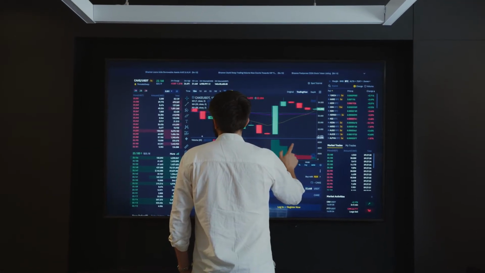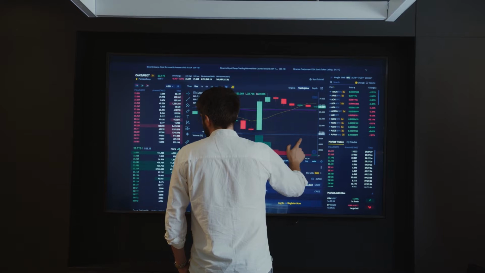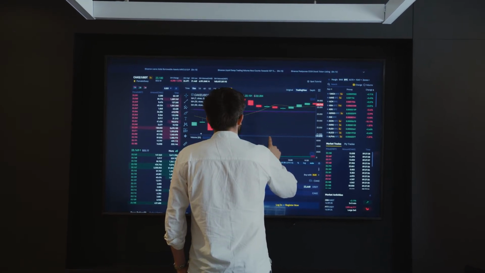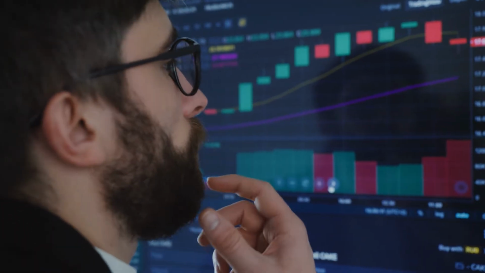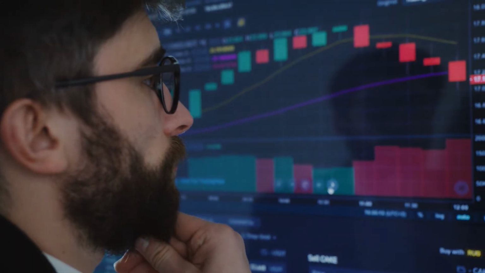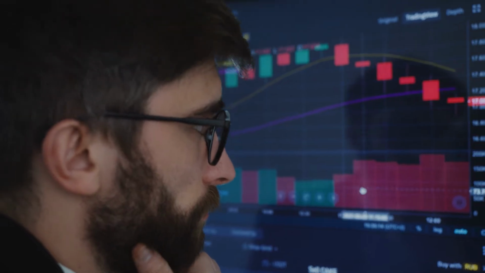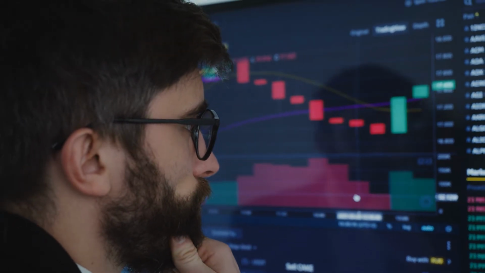10. Monitor and rebalance your portfolio. Regularly review your portfolio to ensure it still aligns with your goals and risk tolerance. Rebalancing involves adjusting your asset allocation if it drifts significantly from your original plan.